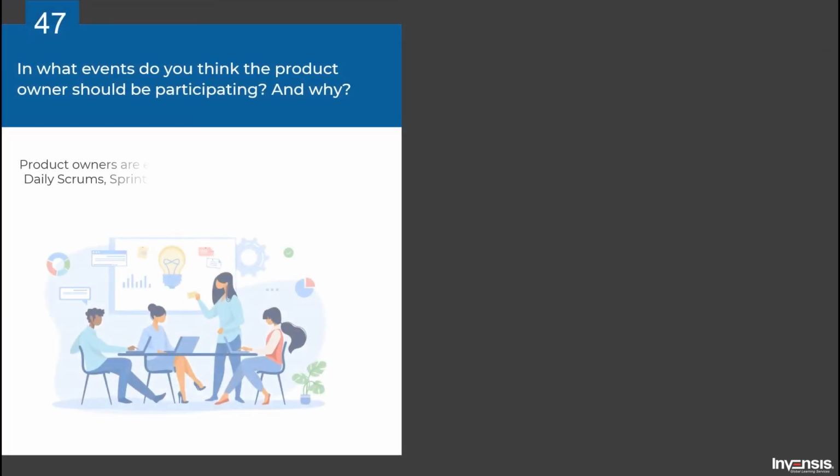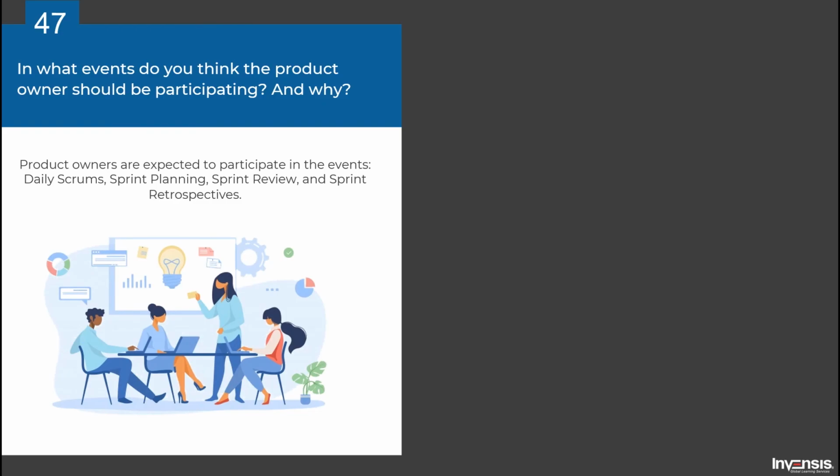In what events do you think the product owner should be participating? And why? Product owners are expected to participate in the events: daily scrums, sprint planning, sprint review, and sprint retrospectives. If not, the product owner will not be able to answer possible questions quickly. He or she won't be able to solve the impediments in a timely fashion, which would contradict the core of being agile. Therefore, it is suggested that the product owner attend every event.